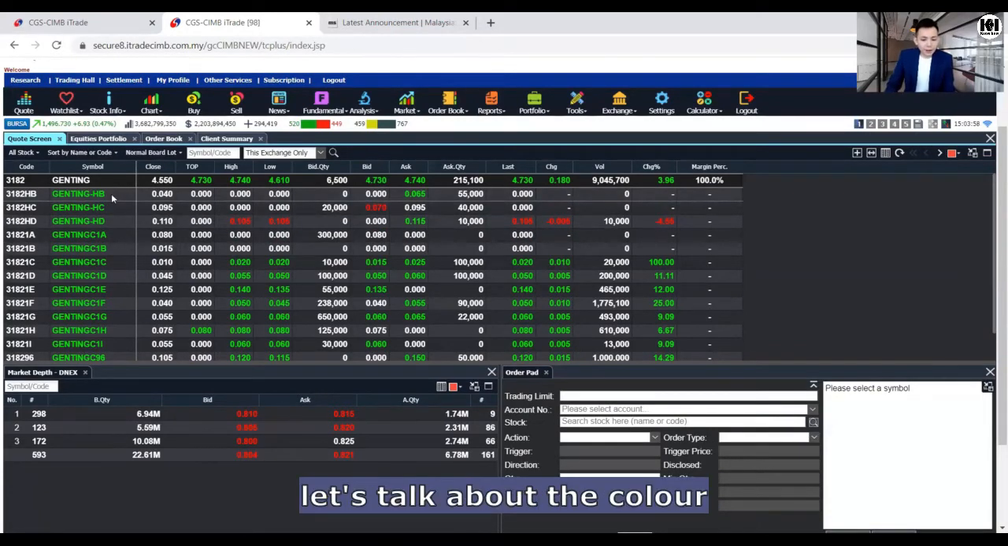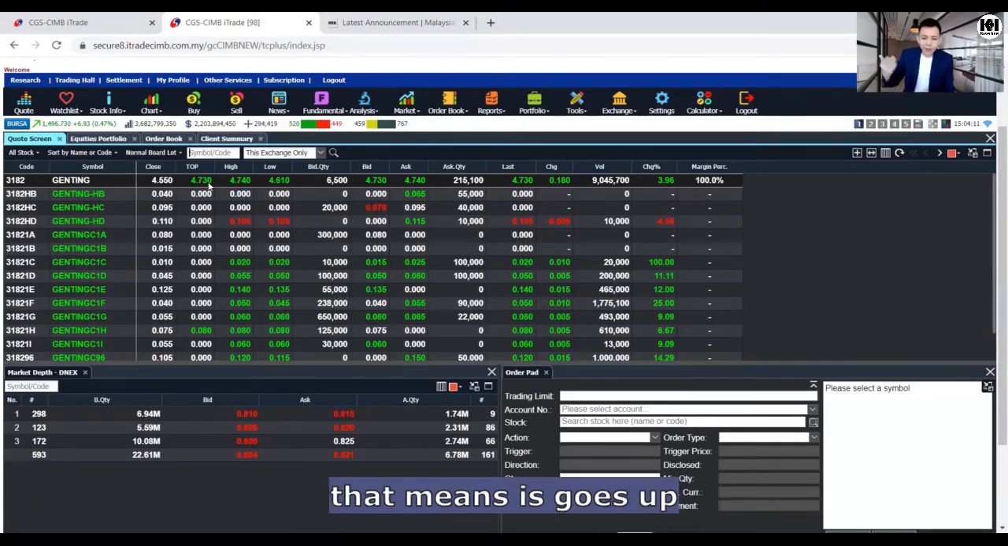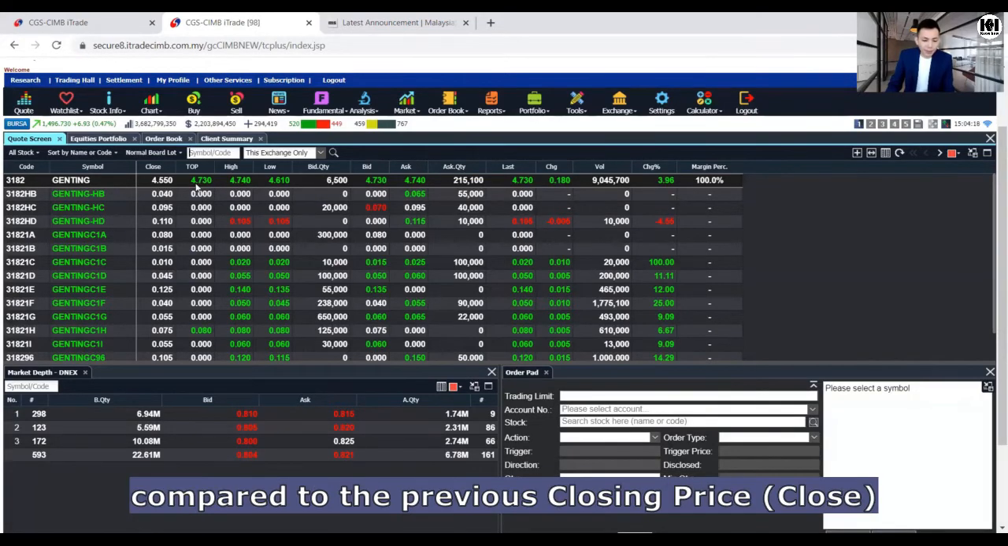Next, let's talk about the color. Why is this green color? What does green color mean? It's subject to the platform. For the CGS-CIMB platform, green color means positive. That means it goes up. So the price goes up at 4.73 compared to the previous closing price.